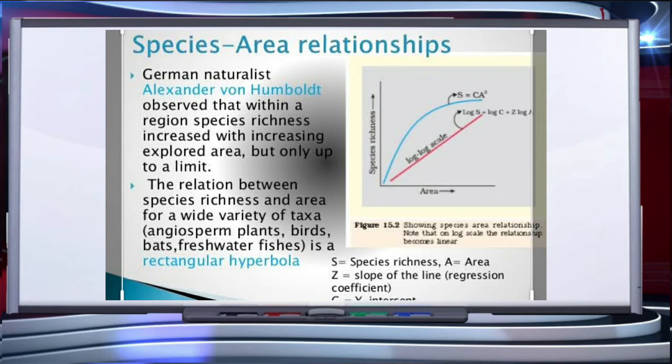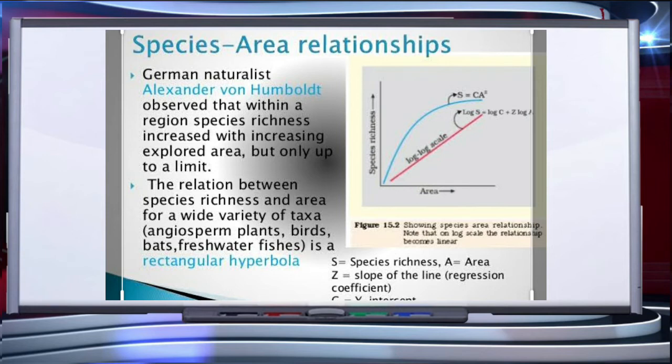On a logarithmic scale, the relationship is a straight line, where log S is equal to log C plus Z log A. S stands for species richness, A for area, C is the Y intercept, and Z shows the slope of the line, that is, the regression coefficient. The value of Z lies in the range of 0.1 to 0.2 regardless of taxonomic group or the region.